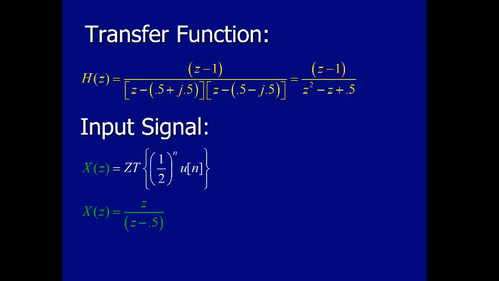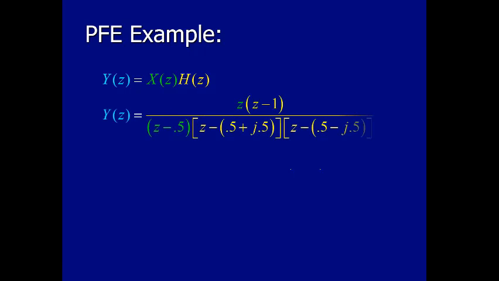So then we can simply do the convolution by multiplying X(z) times H(z) to get the z transform of the output, Y(z). And if we put those all together, we get a numerator that's z times z minus 1 divided by a denominator z minus 1/2 times our complex conjugate pair of poles. That we have no choice but to partial fraction expand.